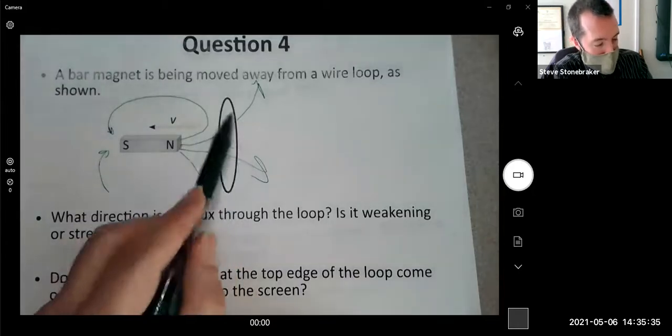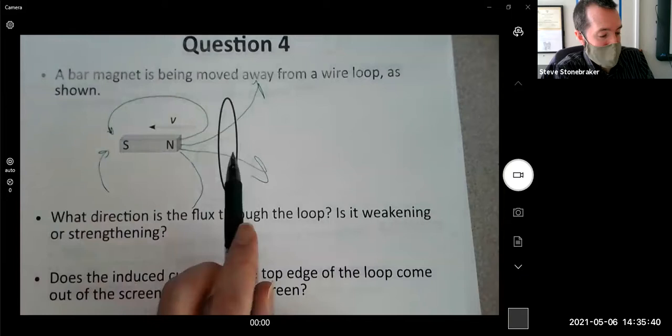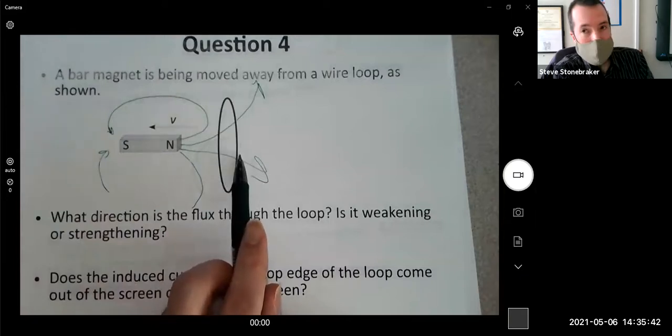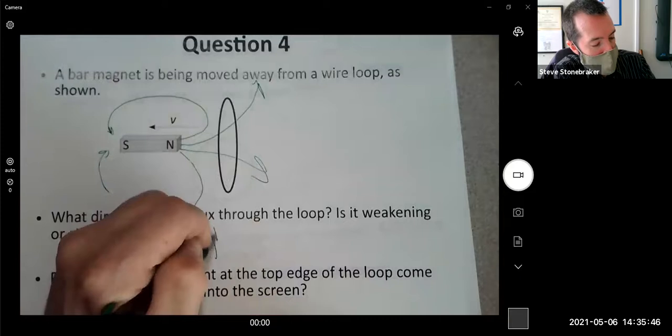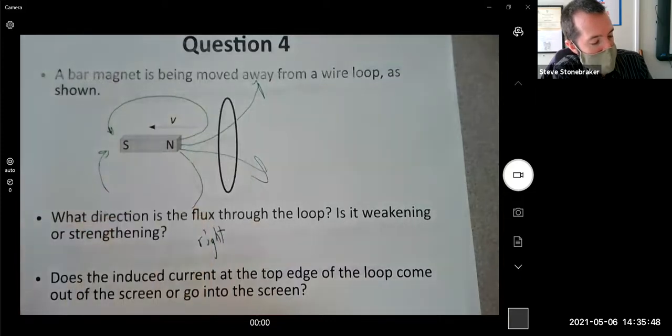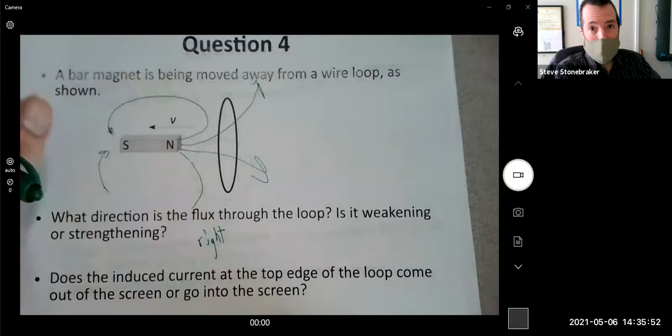But the part that we care about is what the field is doing at the location of the loop. And at the loop, the field points to the right. So the flux through the loop is to the right. And since we're taking the magnet away, that means the field is going to get weaker.